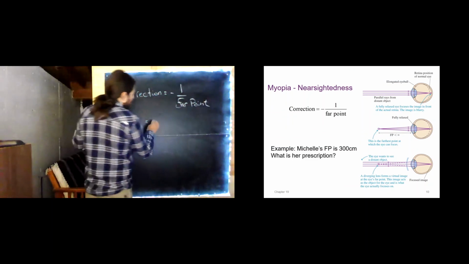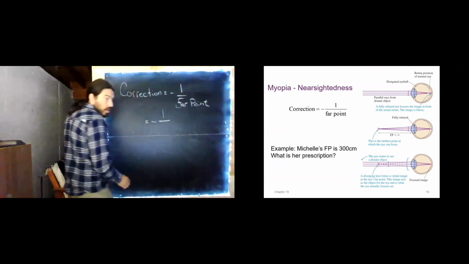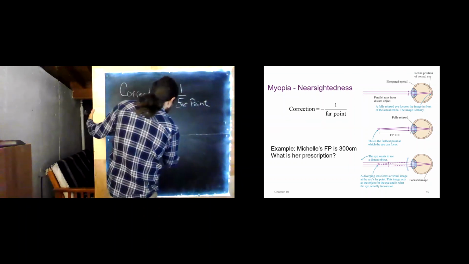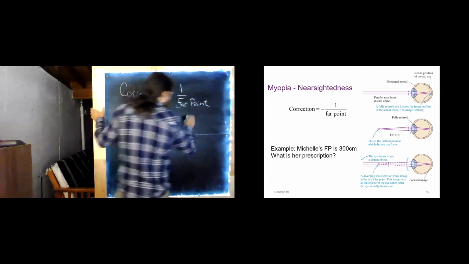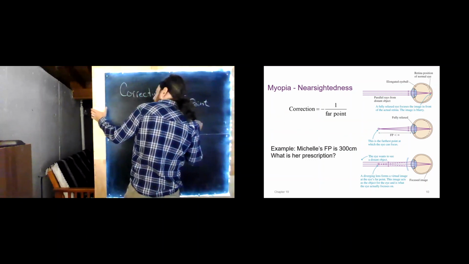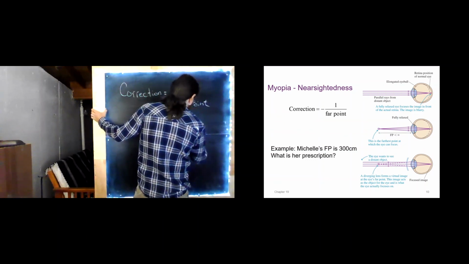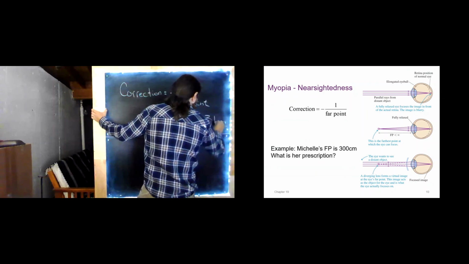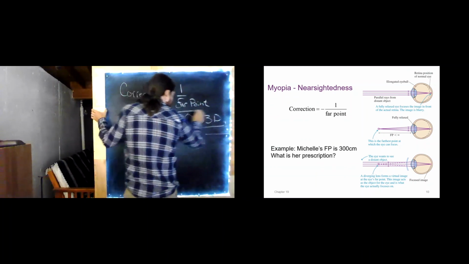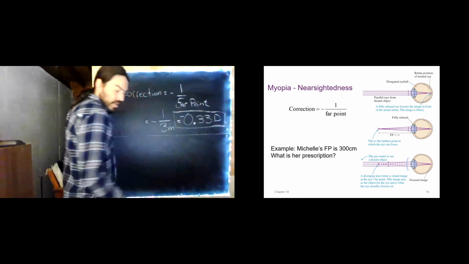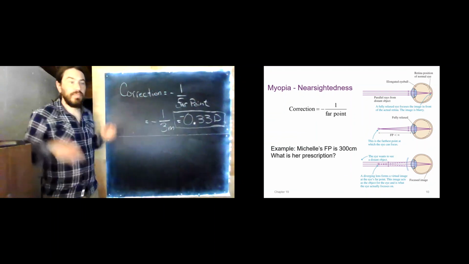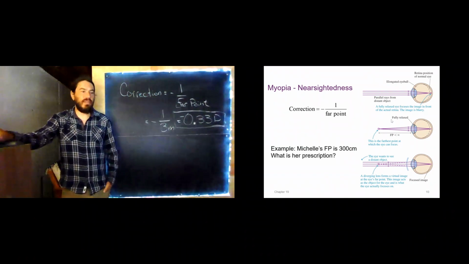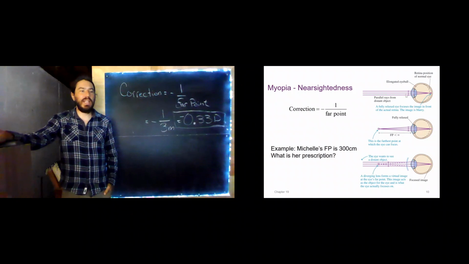Let's see what prescription she needs. Negative 1 over 3 meters. Well, that is negative 0.33 diopters. So that is Michelle's prescription. And again, we can think about this in a couple of different ways. That negative focal length moves this point of convergence back until it's right there on the retina.